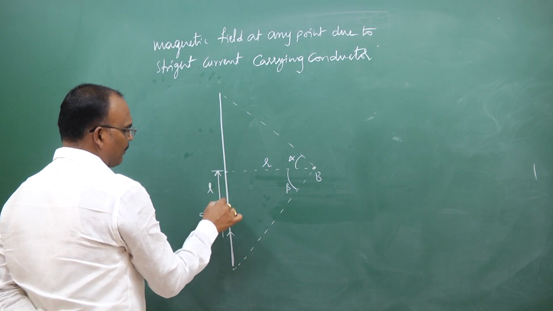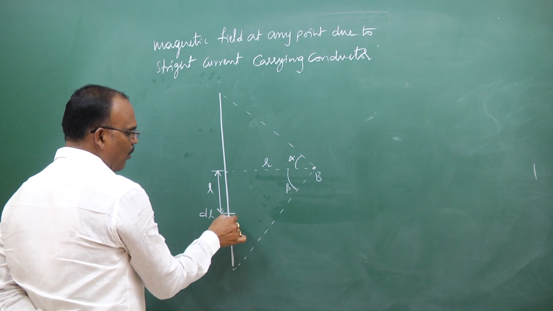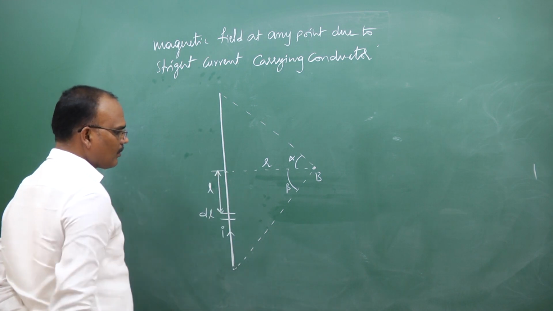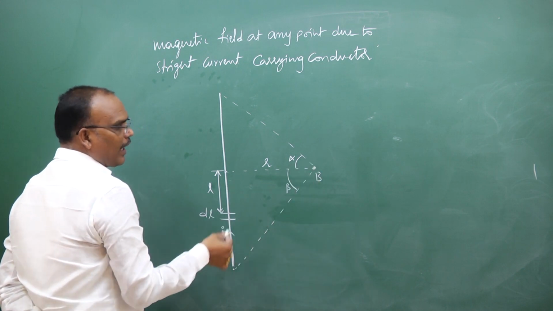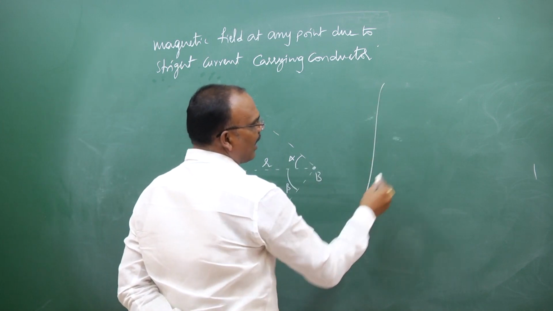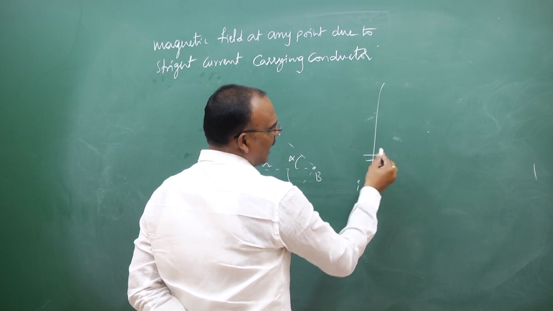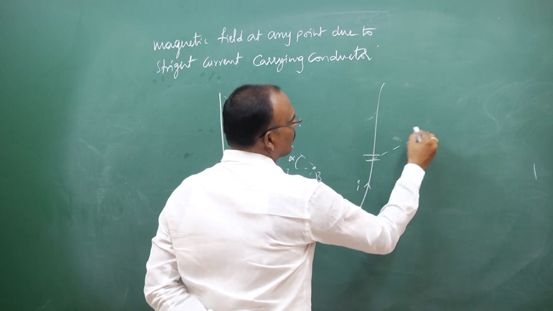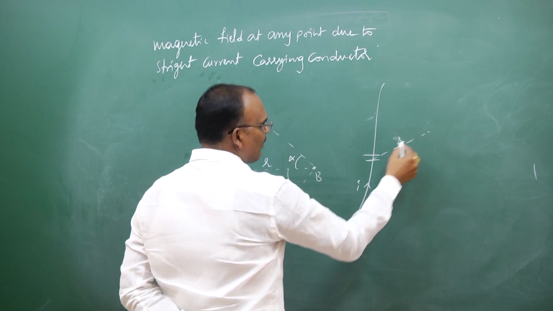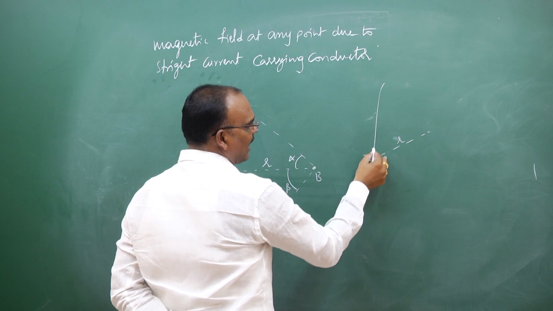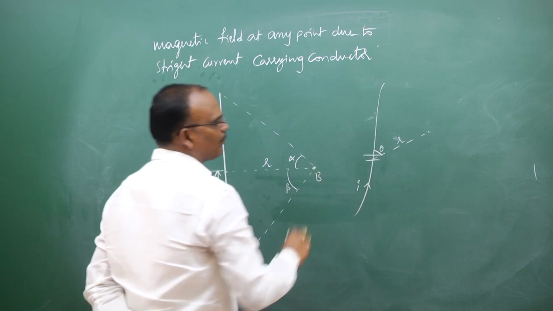The length of the conductor is L. I have taken one small portion here, dl. This dl we have to join with this point, because in the Biot-Savart law we have done the same. If it is carrying current I, we take an elemental portion and first join these two. This distance we have represented as R. This position vector and the current element make an angle theta.